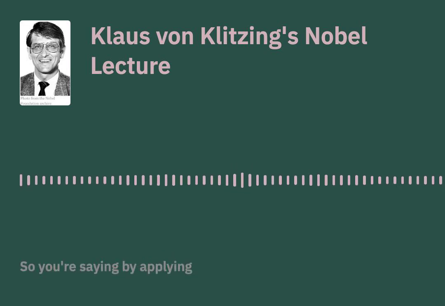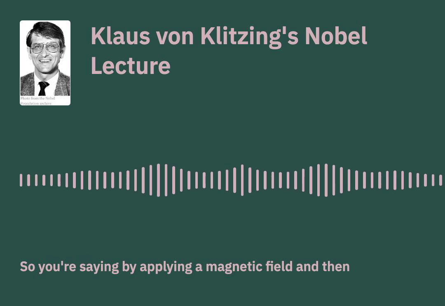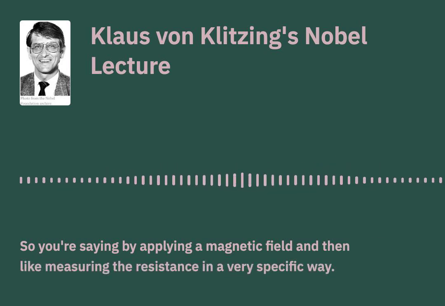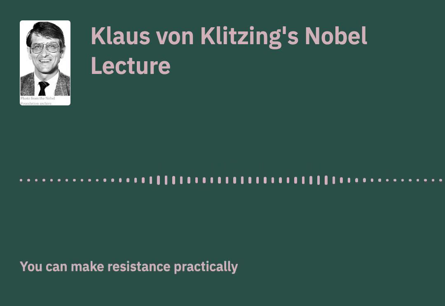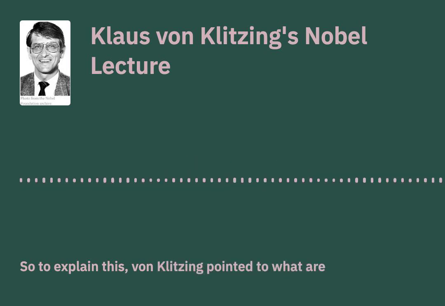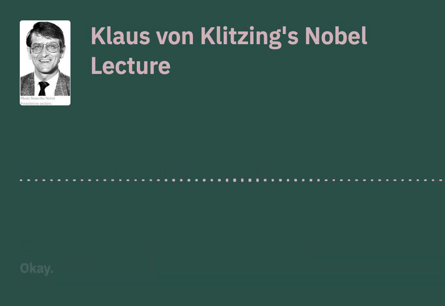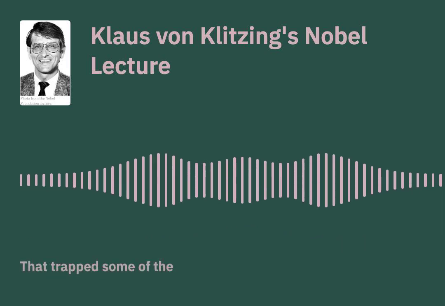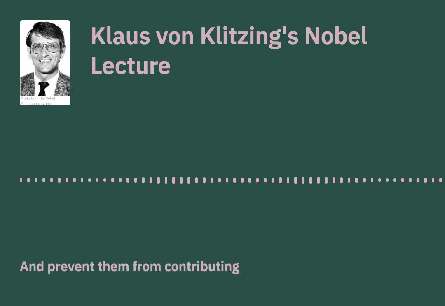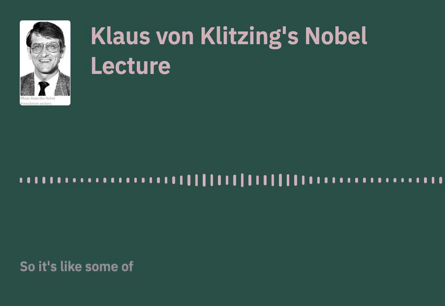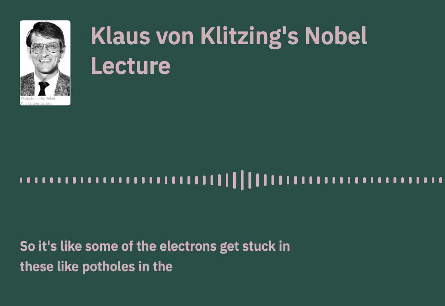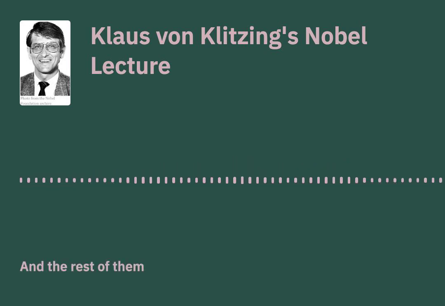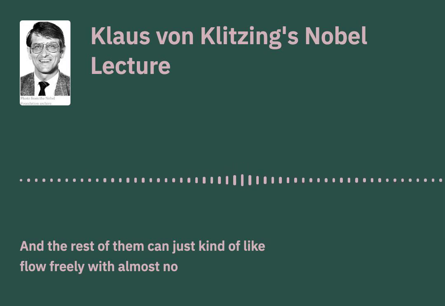No way. So you're saying by applying a magnetic field and then measuring the resistance in a very specific way, you can make resistance practically disappear? Pretty much. It's really mind-blowing. How is that even possible? To explain this, von Klitzing pointed to what are called localized states. You can think about these as imperfections in the material, little defects that trap some of the electrons and prevent them from contributing to the current flow. So some of the electrons get stuck in these potholes in the material. Exactly. And the rest of them can just flow freely with almost no resistance.